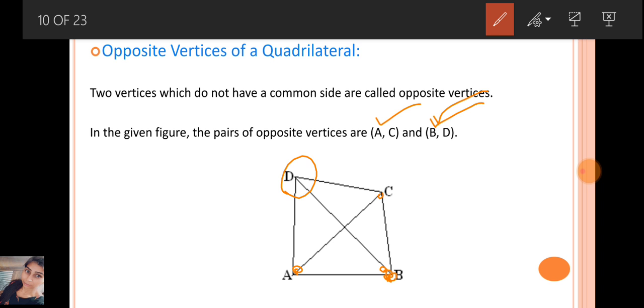If you want to check for C, let us check for C also. For C you will get A only. Just see, if you take C, what are the adjacent vertices with C? D and B. What is left here? A, as we have already written AC. And the same thing, if you take D, you will get B only.